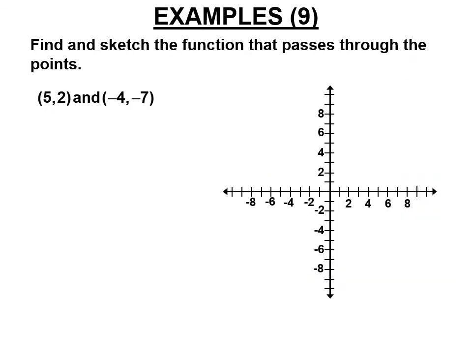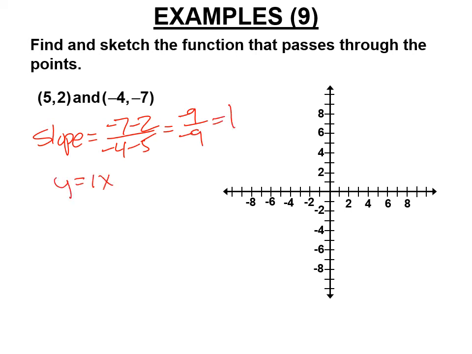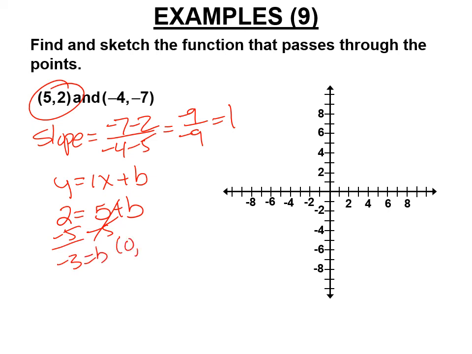All right, so you're going to put it all together. This is negative 9 over negative 9, right? Ooh, the slope of 1. All right, so y equals, I'll write 1x just for now. And so let's pick the one without negative. So 2 equals 5 plus b, right? So subtract 5 from both sides. And b, y-intercept is 0, negative 3.